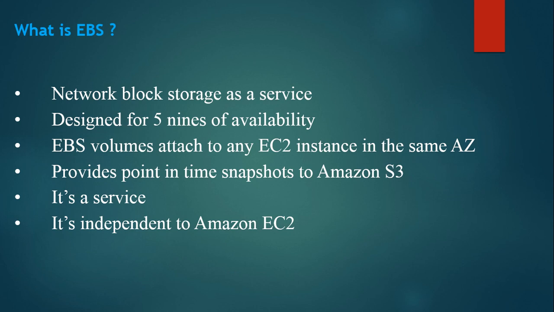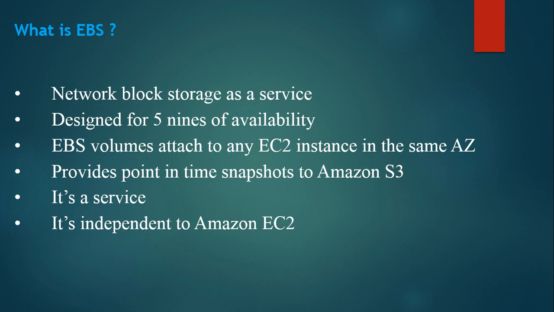EBS is a network block storage as a service. So you get the block storage disks as a service through the network. It is designed for five nines of availability, that means 99.999% of availability is provided by Amazon for the EBS disks. Availability means the disk's available time. That means they ensure that the disk never goes down, right?